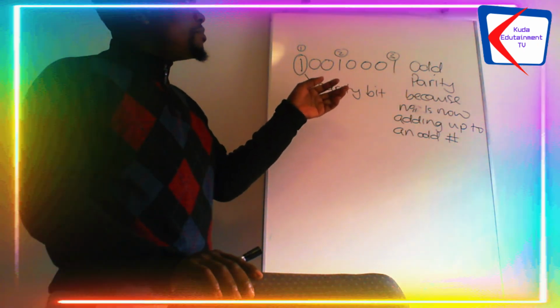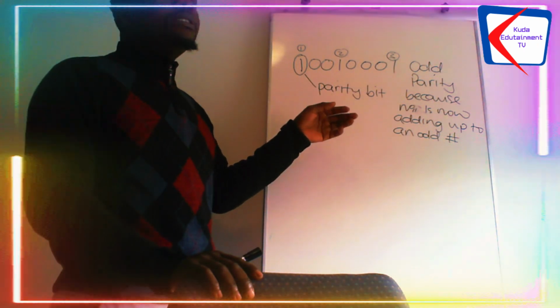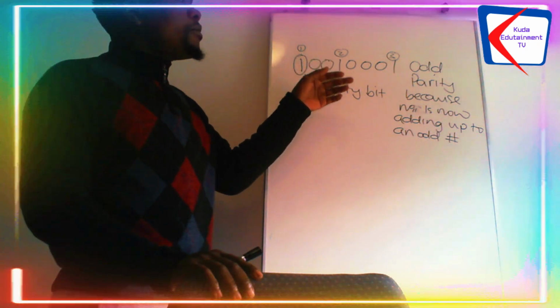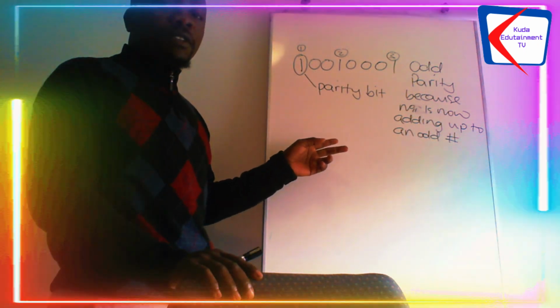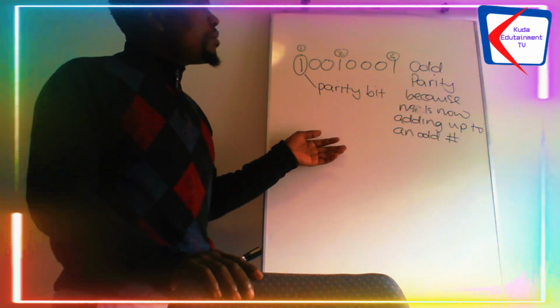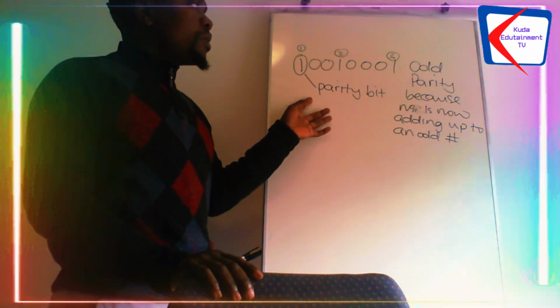If they are adding up to an odd number, then it means there was no error, right? But all of a sudden, if the number of ones are now adding up to an even number after being received, it means there was an error. So this is how an error is detected using odd parity.